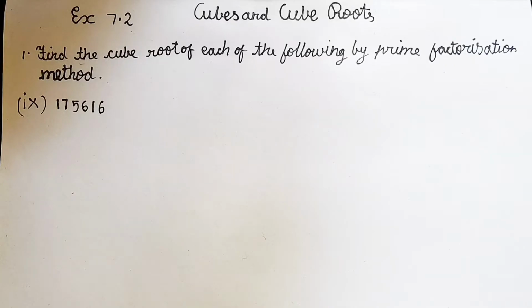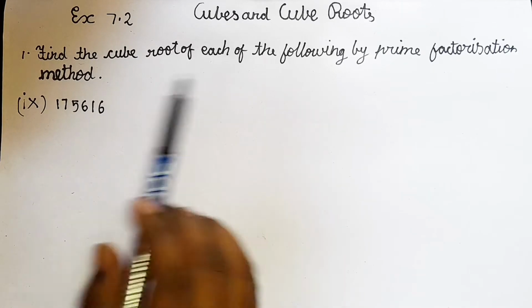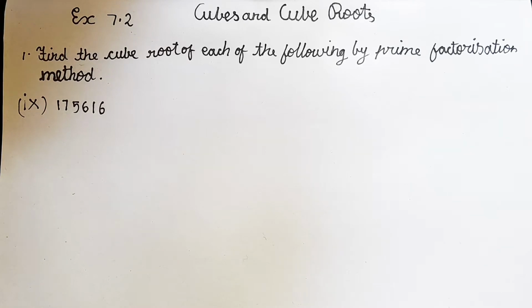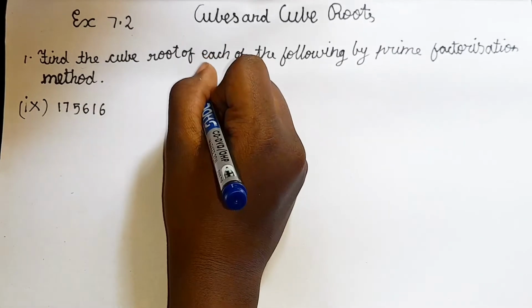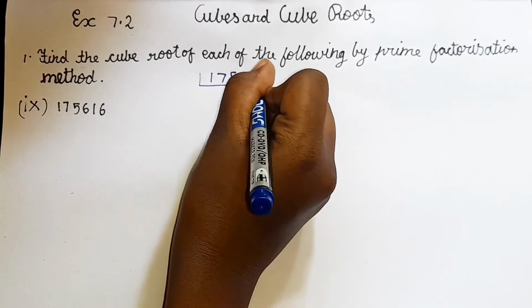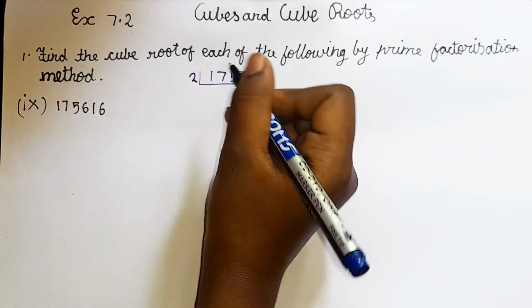So guys, let's read the question. Find the cube root of each of the following by prime factorization method. So our 9th subdivision is 1,75,616. Here we should do the prime factorization of this number. So let's write 1,75,616. Even number at the last, so 2 table.